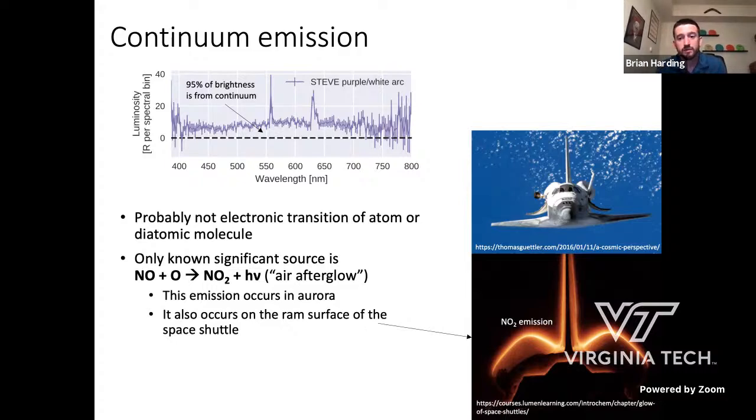This could turn out to be something we've never seen before, but I think we should start with what we know. And what we know is that there is this emission from NO2, the so-called air afterglow emission, that occurs at a low level in aurora. Interestingly, it also occurs on the RAM surface of the space shuttle. So down here is a picture from the space shuttle. So this is not during re-entry. It's not during when the thrusters are on.